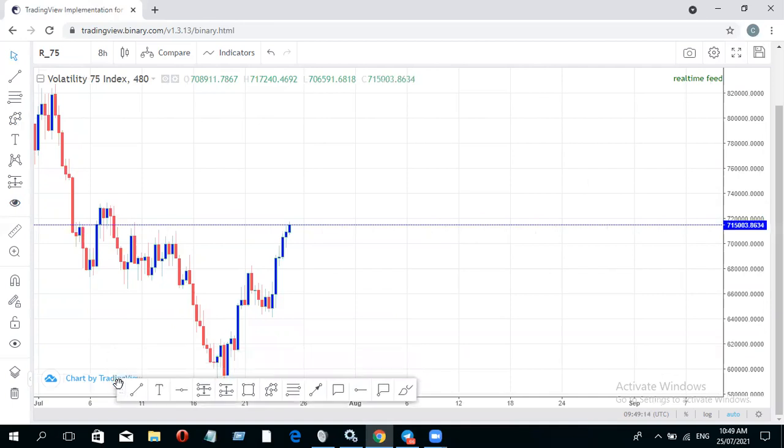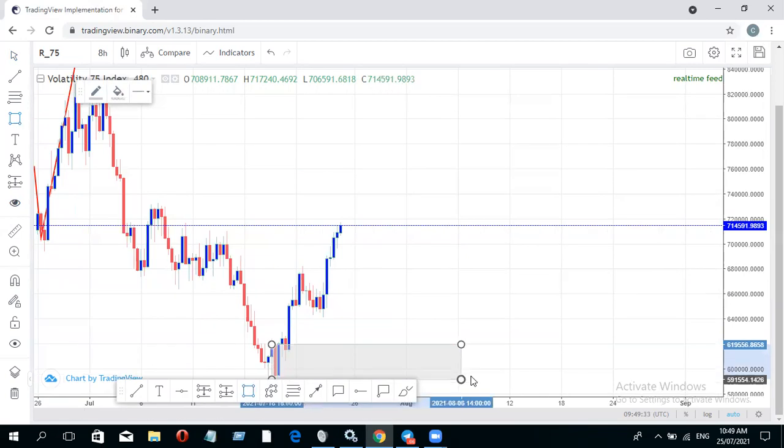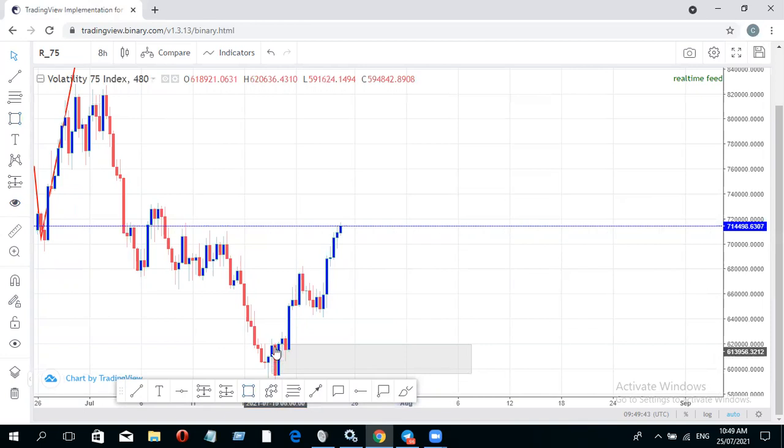Let's look at this closely, all right? Now, as you can see, there was a move down, the market was moving down. Then you saw this candle before this move up. So this last bearish candle can be seen as our order block. We can just highlight the candle and extend it to the future. This candle becomes our bullish order block because it is the last bearish candle before the move up. So this is a bullish order block, this particular candle here.